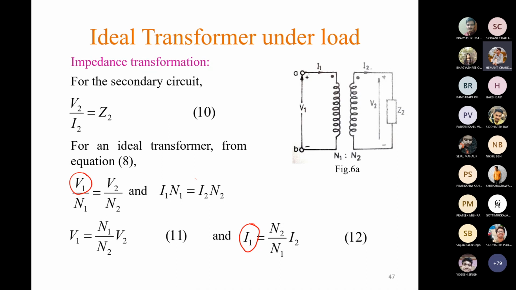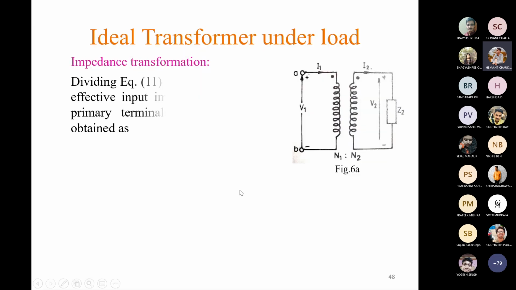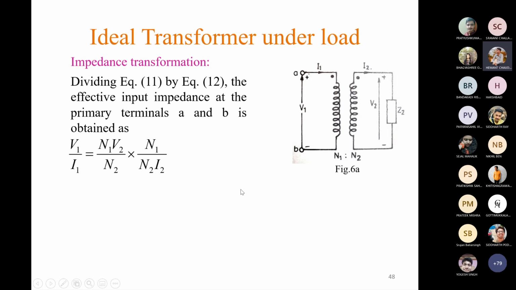That means we want to calculate V1 by I1. So what are we getting? V1 by I1 is equal to N1 by N2 whole square into V2 by I2. Now what is V2 by I2?